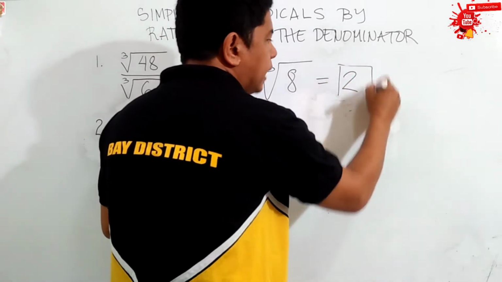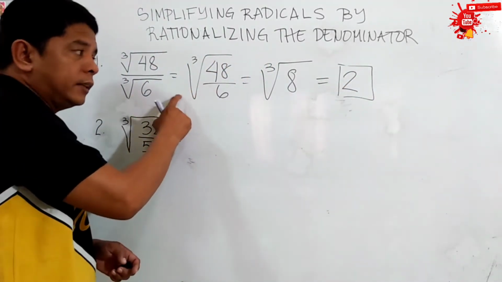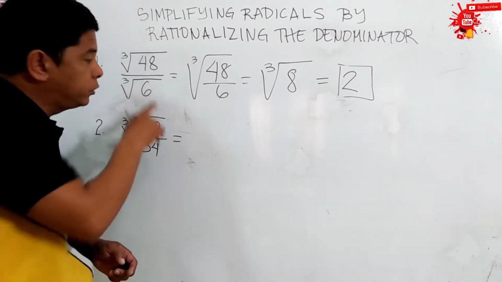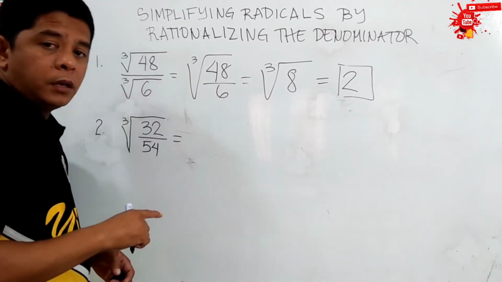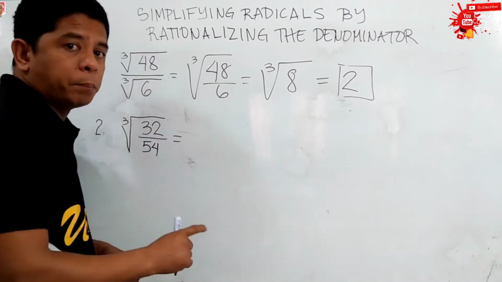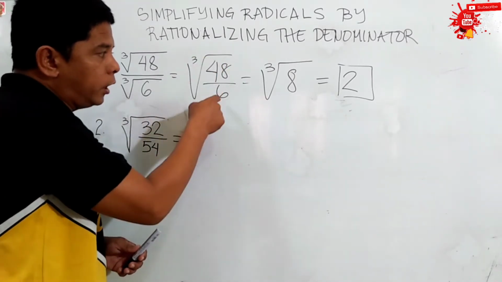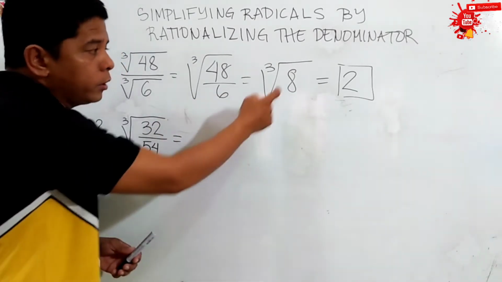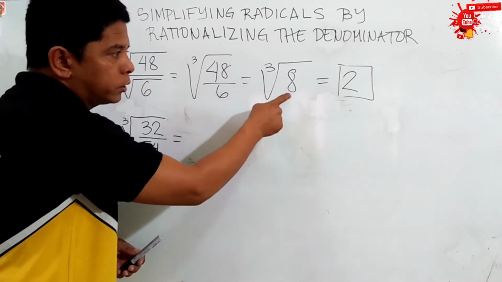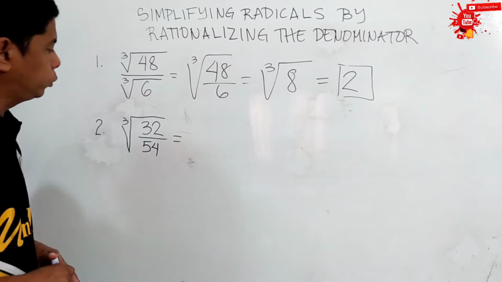Ito po yung sagot natin sa example 1 na makikita natin sa module. Pinakita dito, hindi agad muna ina-rationalize yung denominator, minultiply by square root of 6 over square root of 6. Tiningnan muna kung pwedeng i-simplify yung ating radical. Na-simplify nga, kasi 48 divided by 6 is 8. At yung 8, nakita natin na perfect cube to. At kinuha natin ng cube root ng 8 equals sa 2. Okay? Nakuha.